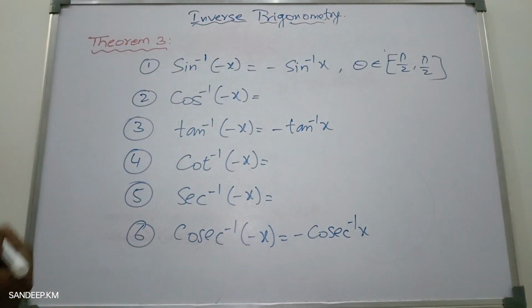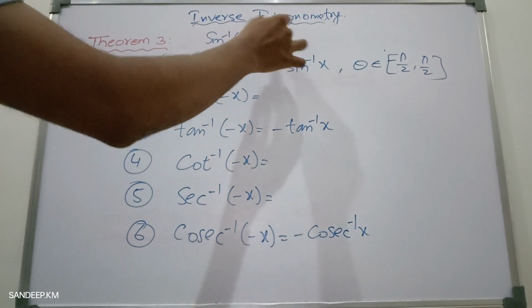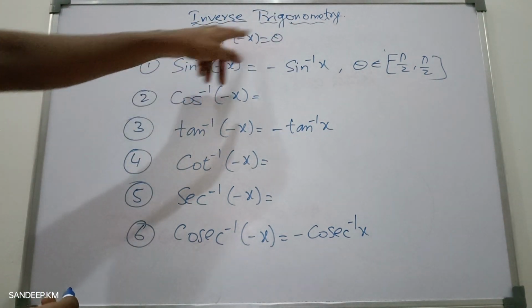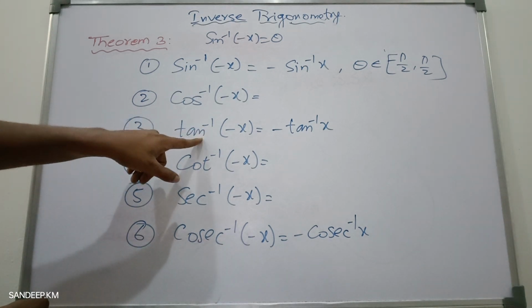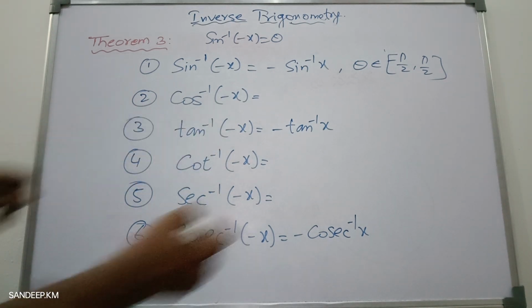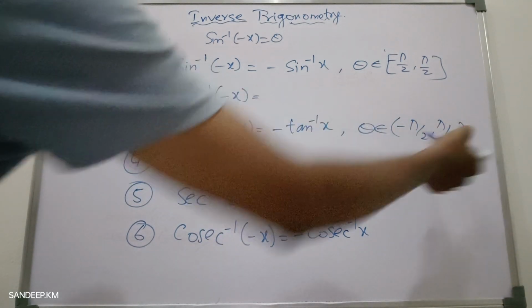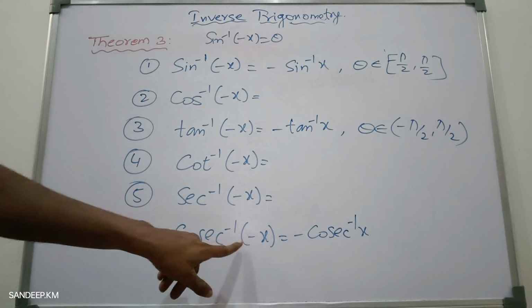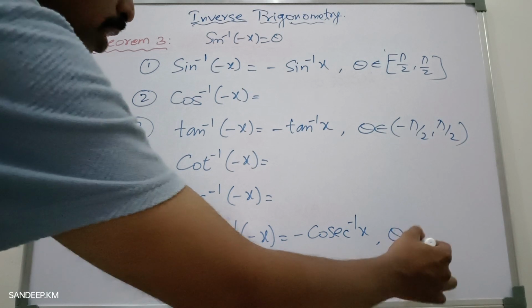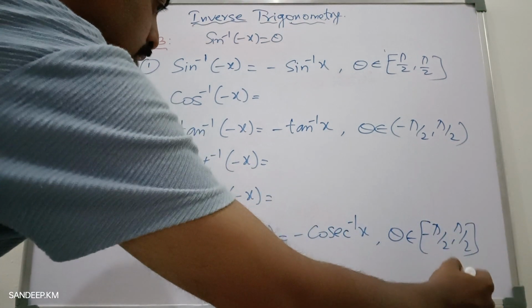You might be asking, sir, what is theta here? If you take sin inverse of minus x is equal to theta, where theta belongs to minus pi by 2 comma pi by 2. Similarly, if you take tan inverse of minus x is equal to theta, then here also theta must be between minus pi by 2 comma plus pi by 2. Similarly, if you take cosecant inverse of minus x as theta, then theta belongs to minus pi by 2 comma plus pi by 2 with closed interval except 0.